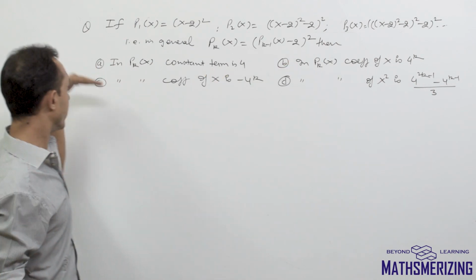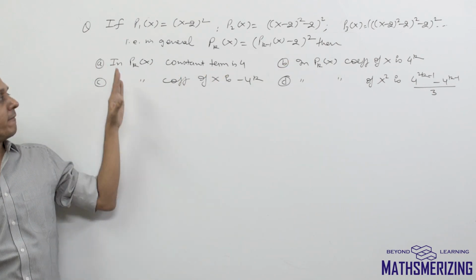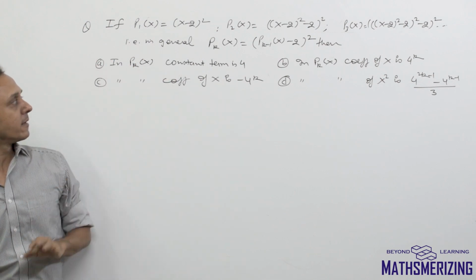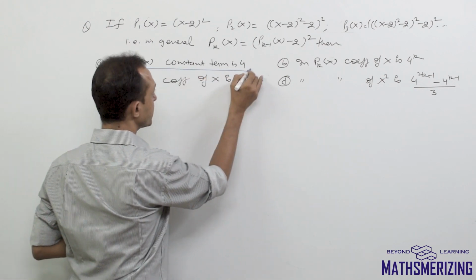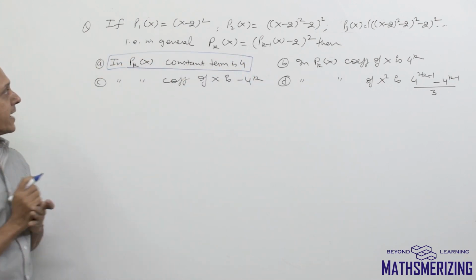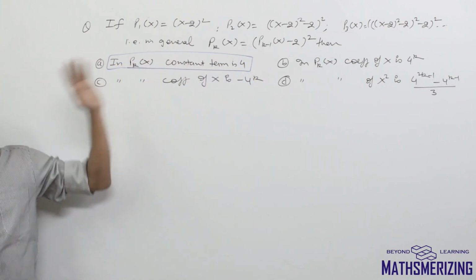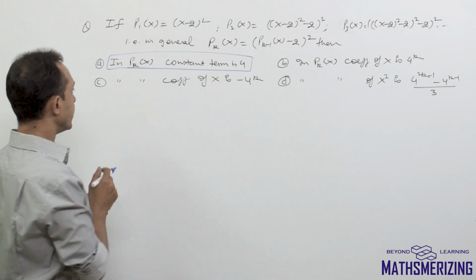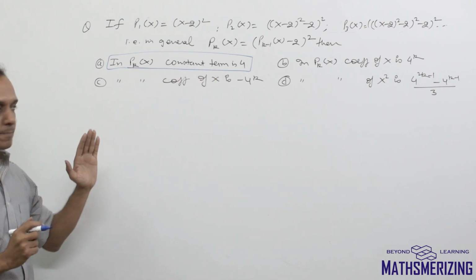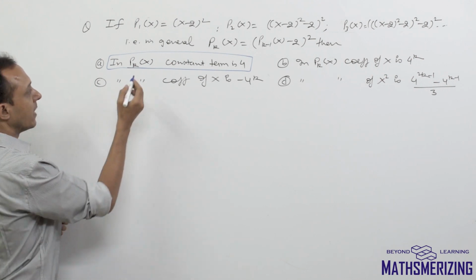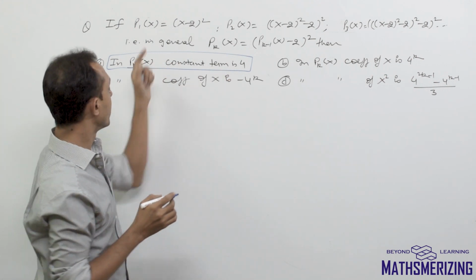Now, there are 4 options and we have to find which of these options are correct. I'll start with the simplest one, which is to find the constant term. So, I'll try and find the constant term in each of the polynomials. It says in pk(x), the constant term is 4. So, here I'll use mathematical induction. I'll assume that the constant term is 4.